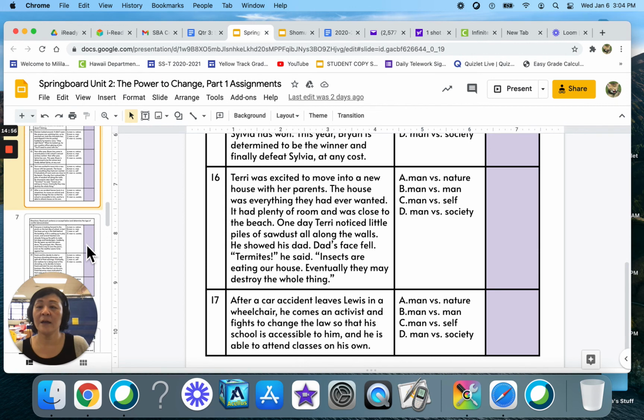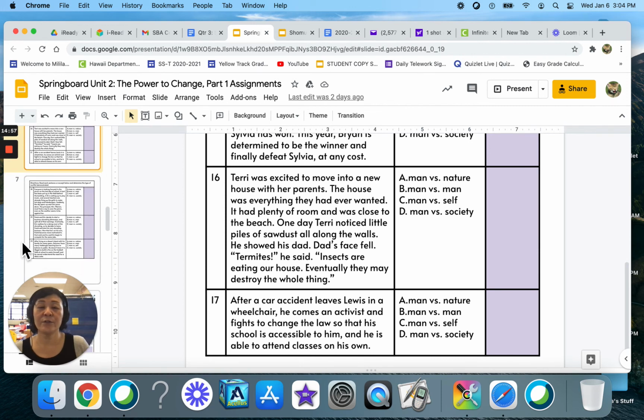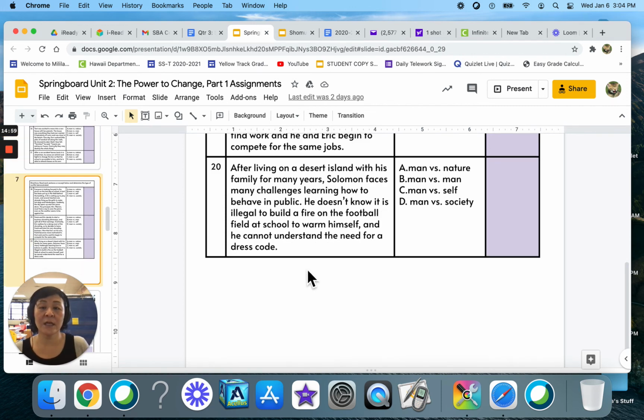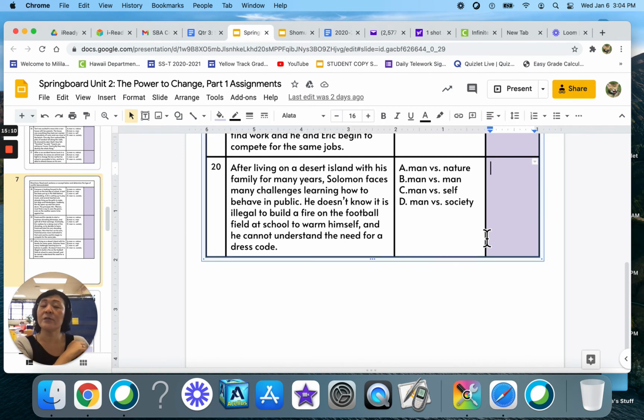Okay? And you are going to do slide 7. So it's up to 20. There are 20 scenarios, and you have to decide. And all you do is type in here. You're just going to type in one letter, whether it's A, B, C, or D.